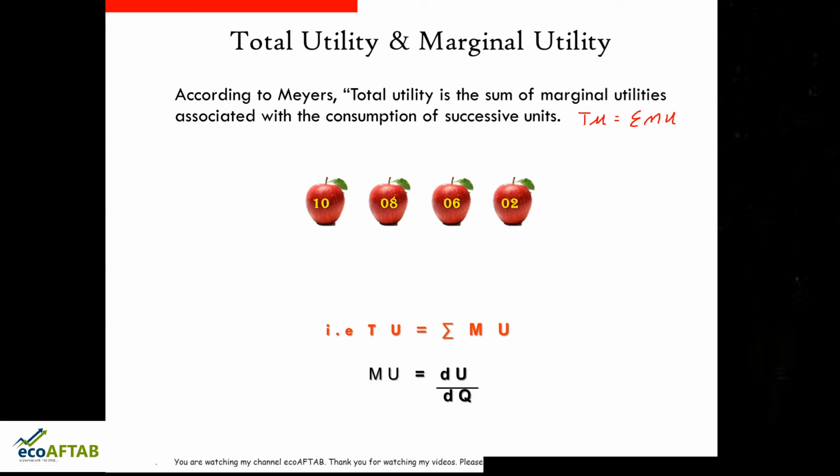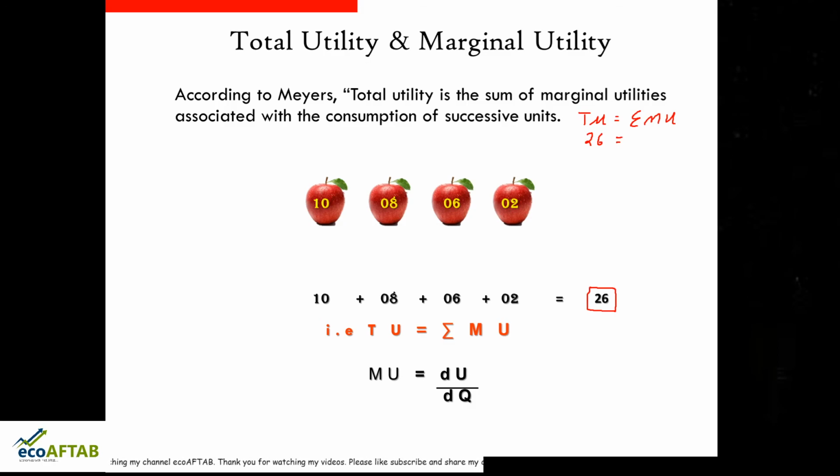So friends, altogether how many apples are we consuming? We are consuming 4 apples. Now from these 4 apples, how much utility are you getting? So what we do is 10 plus 8 plus 6 plus 2. That is our total utility. So in this case, this 26 that we have got is our total utility.